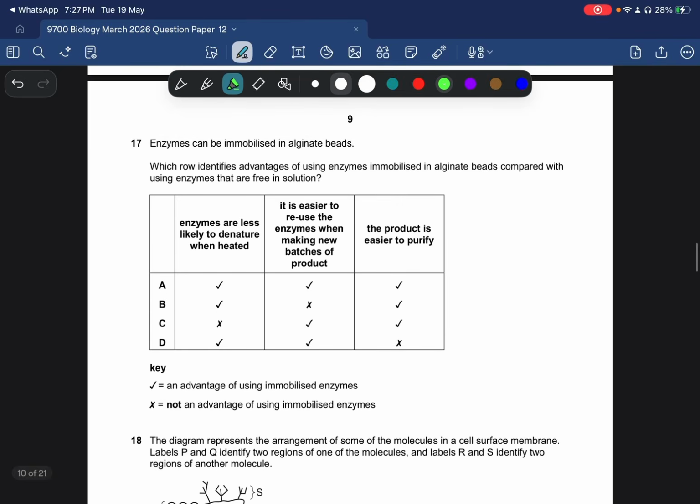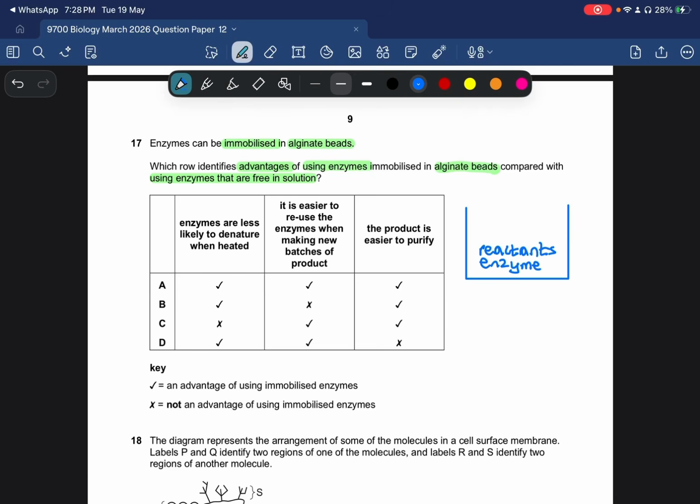All right. Question 17. Enzymes can be immobilized in alginate beads. Which row identifies the advantages of using enzymes immobilized in alginate beads compared with using enzymes that are free in solution? Now think about it. If you have enzymes randomly roaming around in the container where the reaction is happening, is it going to be easier to purify the products? Because if you have a container, you have the reactants inside there, then you have the enzymes inside there, and then once these two react together, you have the products there.